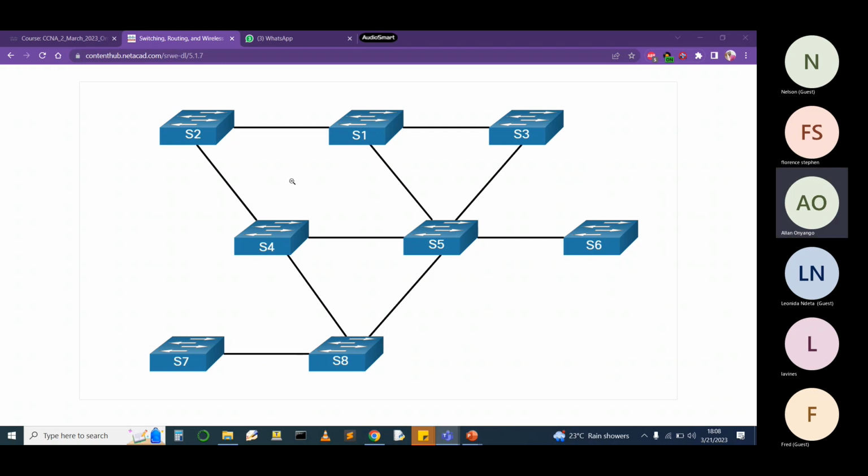Then we go to 4, 5, 3, 2. That is number what? Number 4. Is that number 4? Yes. All right. Once you do that, number 4, then you do 1, 5, 8, 4, 2. This is number 5.